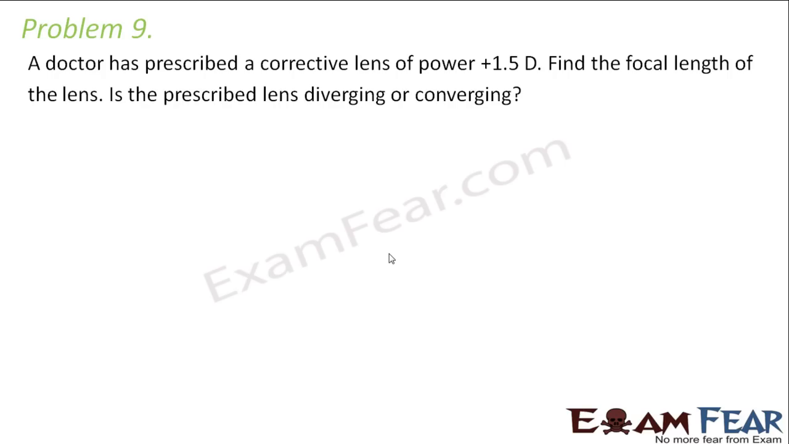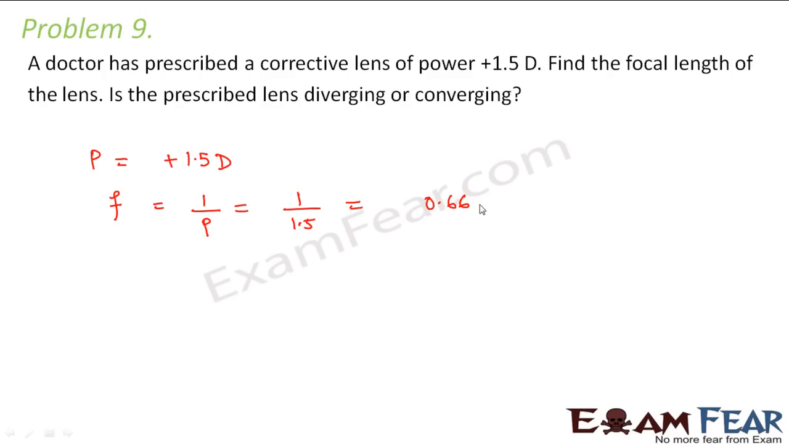A doctor has prescribed a corrective lens of power plus 1.5 diopter. So that means power of the lens is given as plus 1.5 diopters. Find the focal length of the lens. Is the prescribed lens diverging or converging? So how do I calculate the focal length? Focal length would be nothing but 1 by P, that is equal to 1 by 1.5. So from this we get 0.66 meters. This is the focal length of the lens.